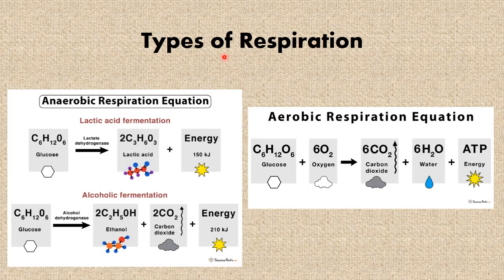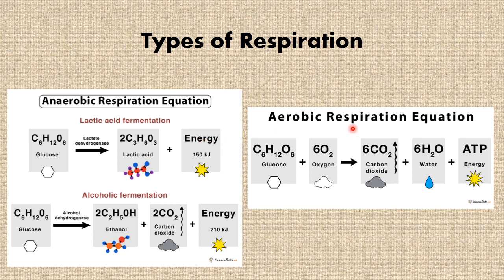Now moving along, we'll be looking at the types of respiration. Basically, we have two types of respiration. We have the anaerobic respiration and the aerobic respiration. Now from the pictures that we see here, it describes the two processes.